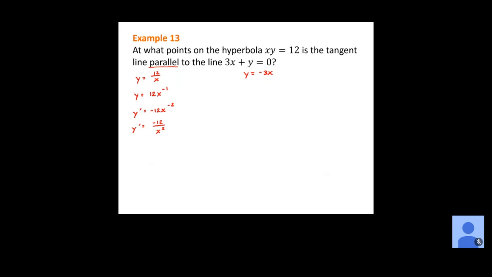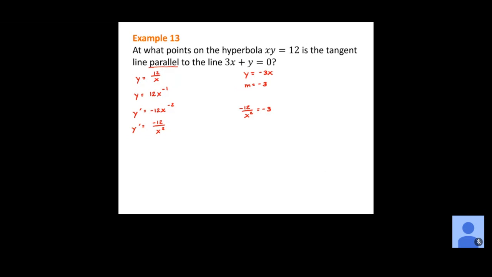Negative 3, right? So in this case, the line that's given, the slope of that line is negative 3, and parallel lines should have the same slope. Well, now I know I've got an equation over here that represents the slope of my tangent line. I know it needs to be parallel to this linear equation that has a slope of negative 3. So now I'm just going to set that derivative equal to negative 3. We're going to say negative 12 over x squared has to equal negative 3.